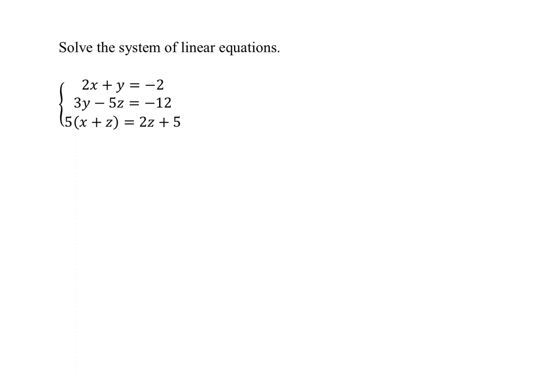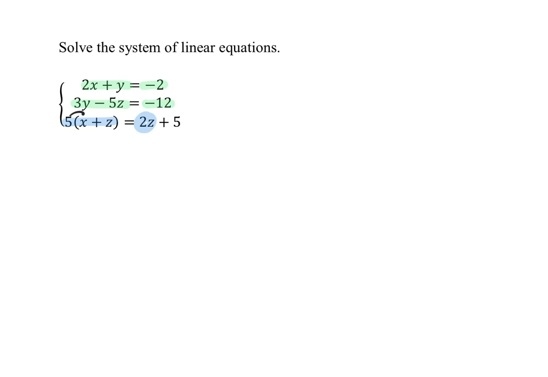Look at the top equation. We have the variable terms on the left and the constant on the right, which is great. The second equation, variable terms on the left, constant on the right. But the third equation, we have two issues. We have a variable term on the right side, and then we also see that we could simplify or distribute the left-hand side. So we just need to do a little bit of preliminary work on this third equation.